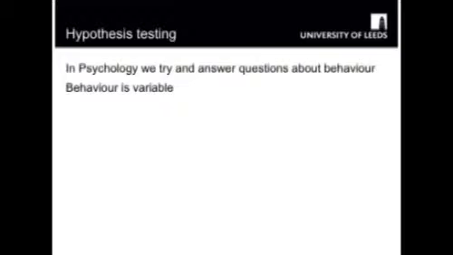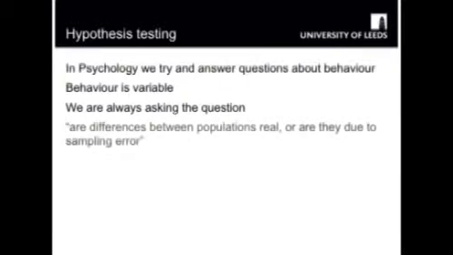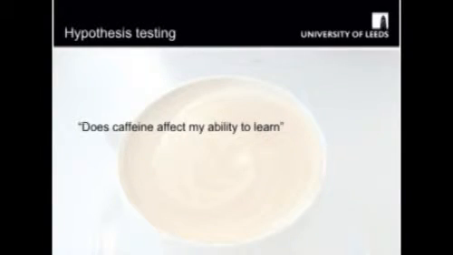One of the things we're trying to do is to establish whether differences between two populations are due to perhaps an experimental manipulation or a difference between those populations such as personality types, or whether it's down to chance or a sampling error. For example, we might ask a question such as, does caffeine help me learn?